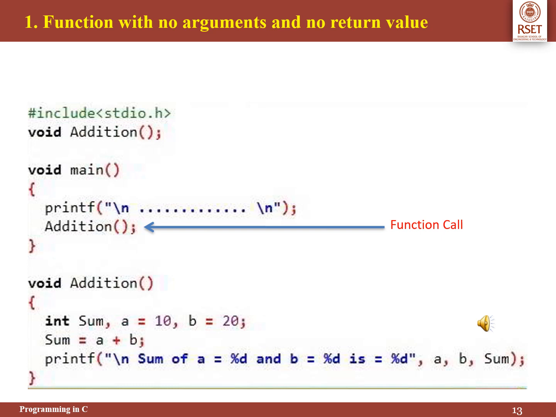In the given example, when the function addition is being called, the control will transfer to the function definition of addition. Inside the function, two numbers are added and the result, called sum, is displayed inside the function itself. No value is returned back to the main function.